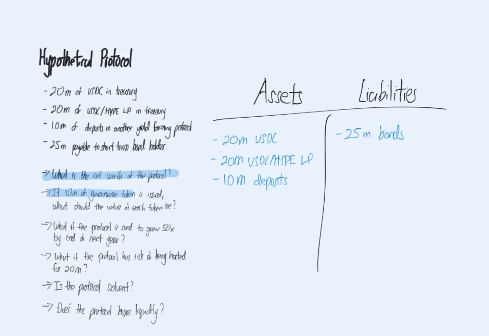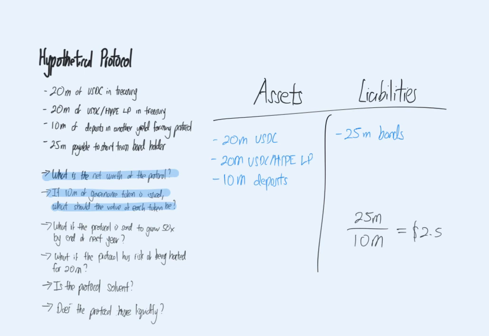Assuming that this hypothetical protocol issues 10 million of its own governance tokens, we can see what the base value of each token is. Now that we know that the protocol is worth $25 million, and if there are 10 million tokens outstanding, that would also mean that each token is actually worth $2.5.